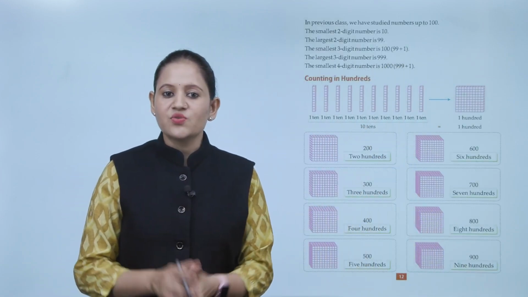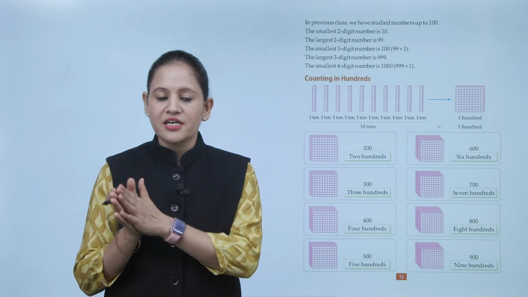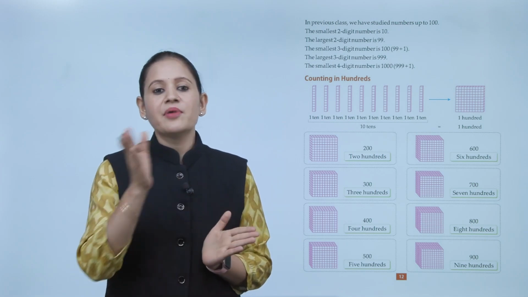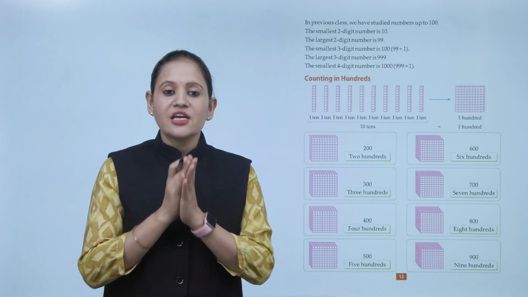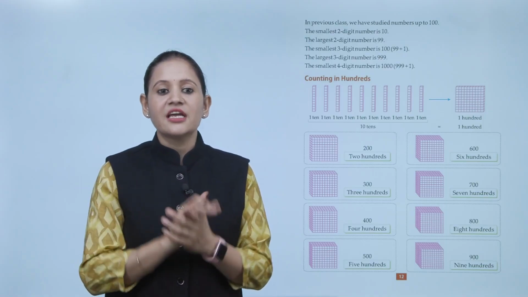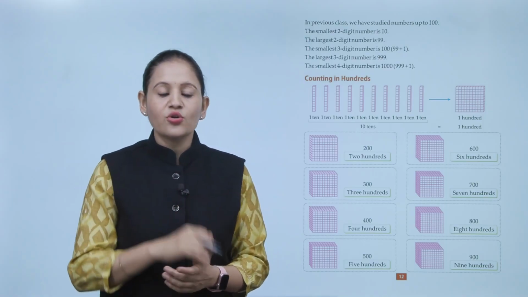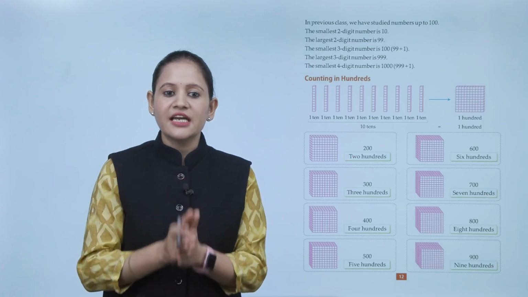In the previous class we have studied numbers up to 100. First class में हमने number up to 100 पढ़ा था. The smallest 2-digit number is 10. 2 digit का smallest number क्या है? 10. And the largest number is 99. 2 digit largest number, that is 99.